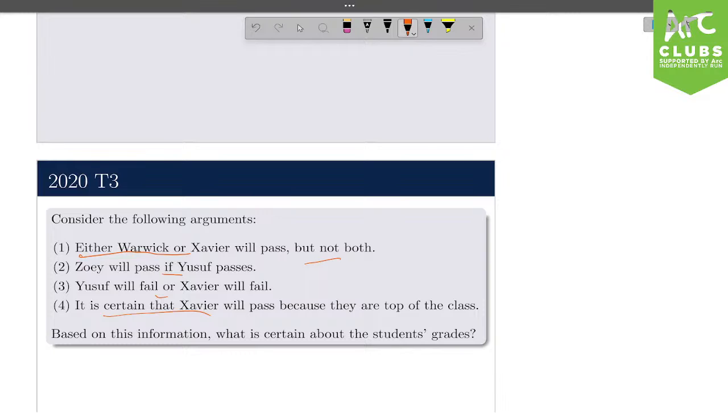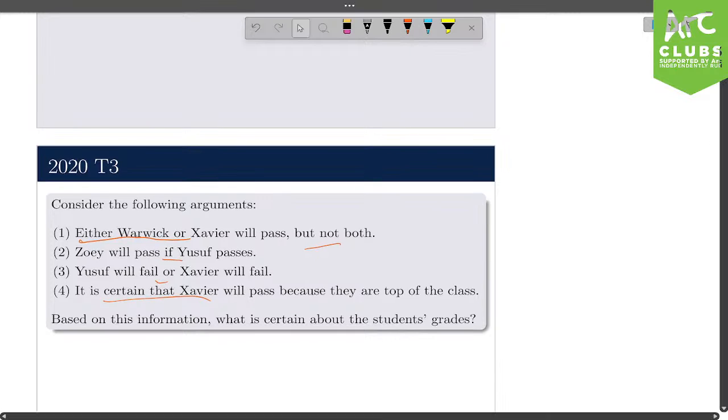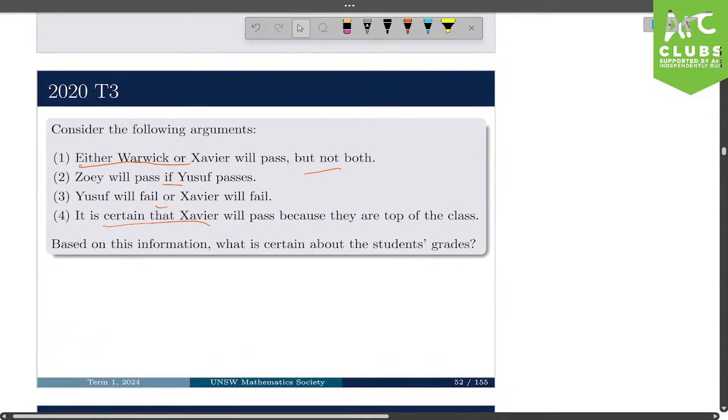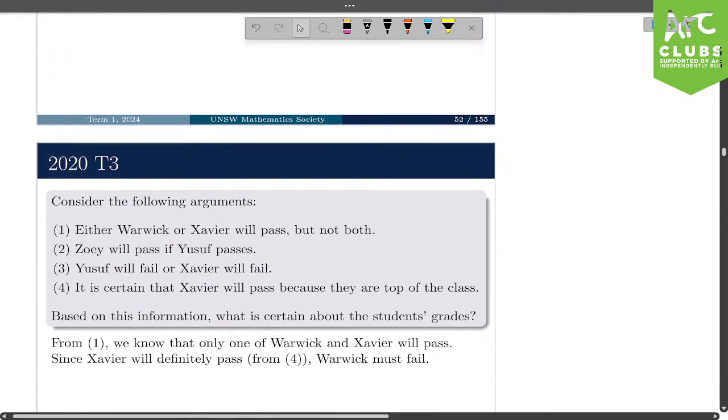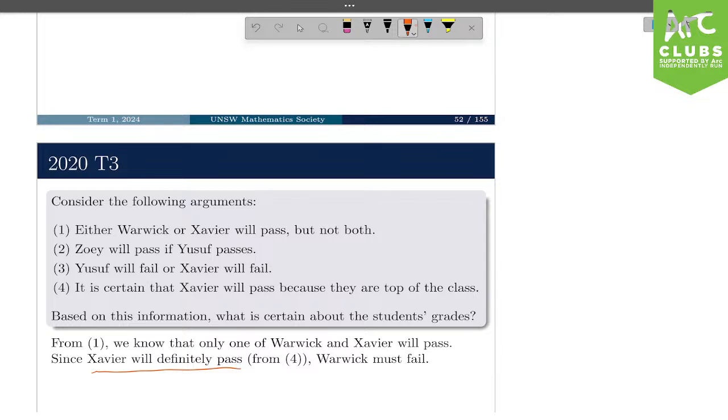So a good way to start this question is to start from what we know for certain. As one might observe, we know for certain that Xavier will pass. We see that right over here. Now, if Xavier passes, let's have a look at that because we've marked that off. We're going to try and deduce if anybody else will pass or fail from that piece of information.